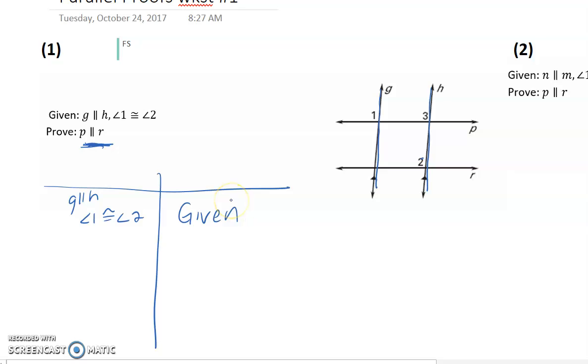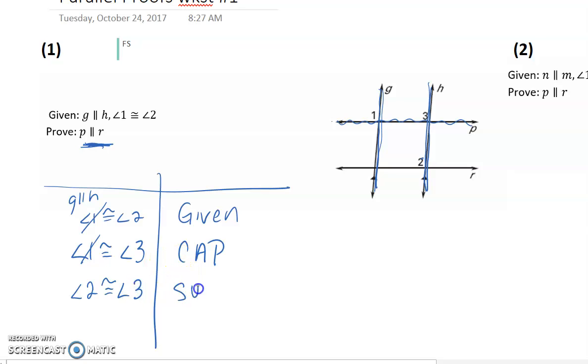And not really too much here. We've already talked about it. These are parallel. This is a transversal. So angle 1 is congruent to angle 3 because of the corresponding angles postulate. Right now, angle 1 crosses out with angle 1, and angle 2 is congruent to angle 3. Substitution. So now that I have angle 2 and angle 3 congruent, they are corresponding. That tells me that this line and this line must be parallel.